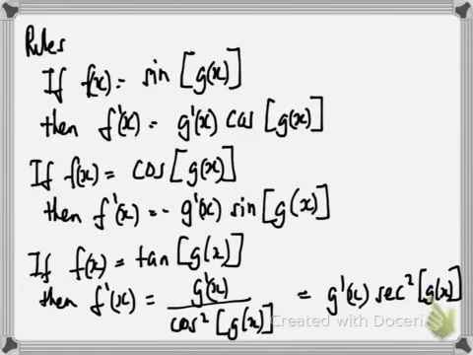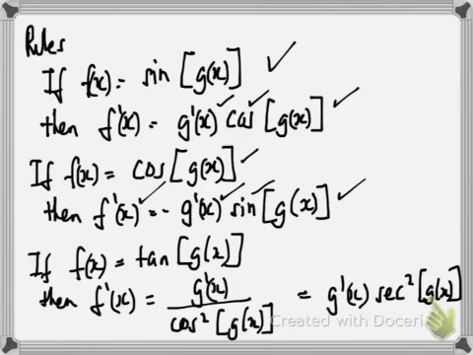Alright, here's the same rules that I was just using in official form. If f of x equals sine of a function, sine of g of x, then the derivative is the derivative of that function, sine changes to cos, same function. If the original function is cosine of some function g of x, then the derivative is the derivative of g of x, cos changes to sine, negative sine, remember, so there's a negative out the front, and g of x stays the same.